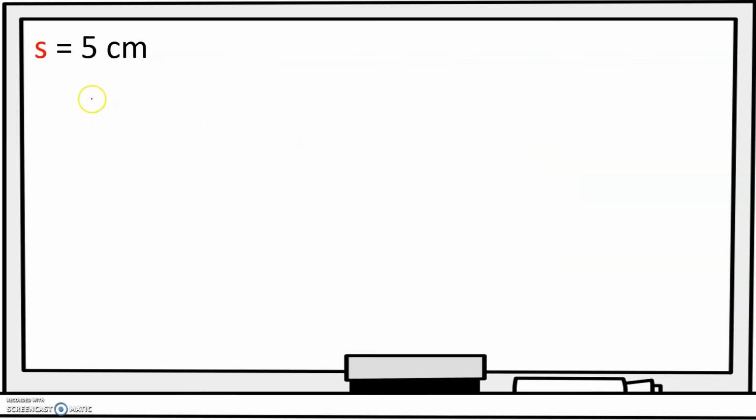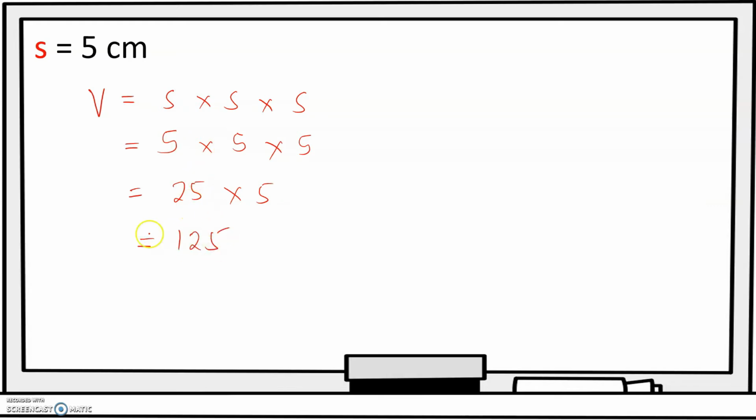Again, for our equation, we will use our formula, which is volume is equal to side times side times side. It is given that the edge of Alex's Rubik's Cube measures 5 centimeters. By the way, edge is the same as the side in our formula. So we will have here 5 times 5 times 5. And 5 times 5 is equal to 25 times another 5. That will give us 125.